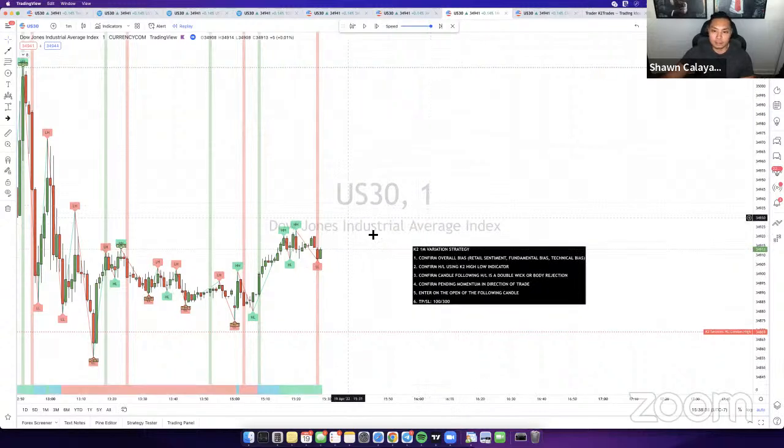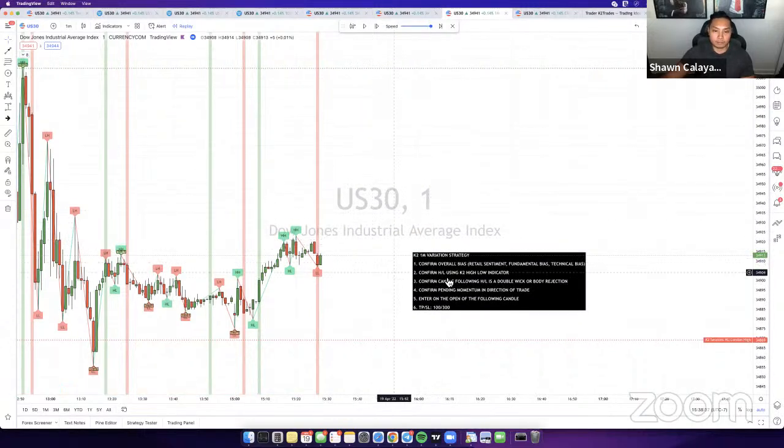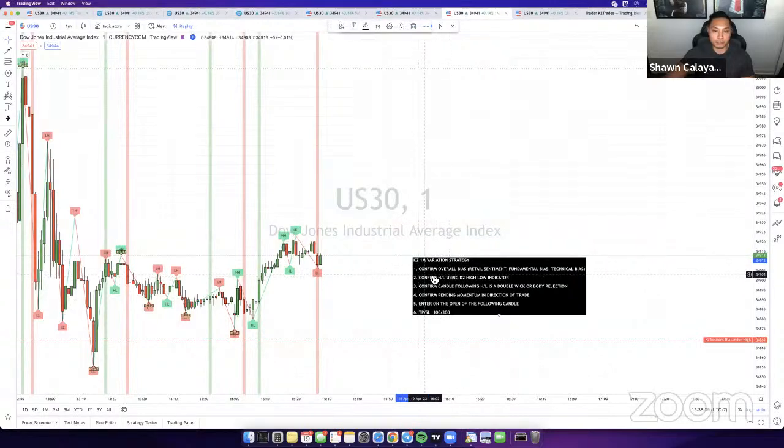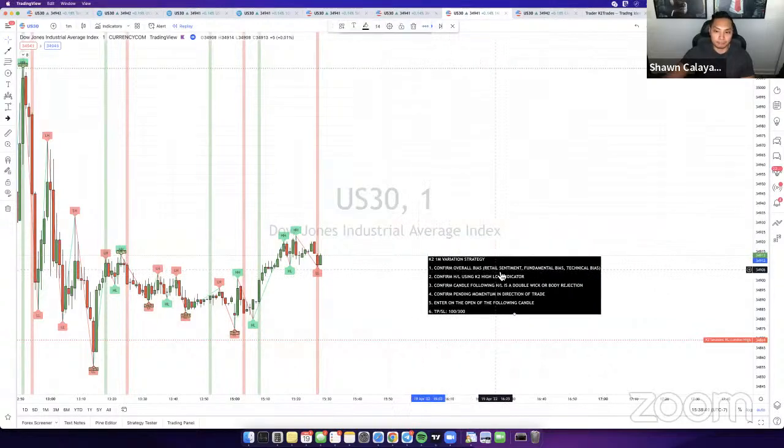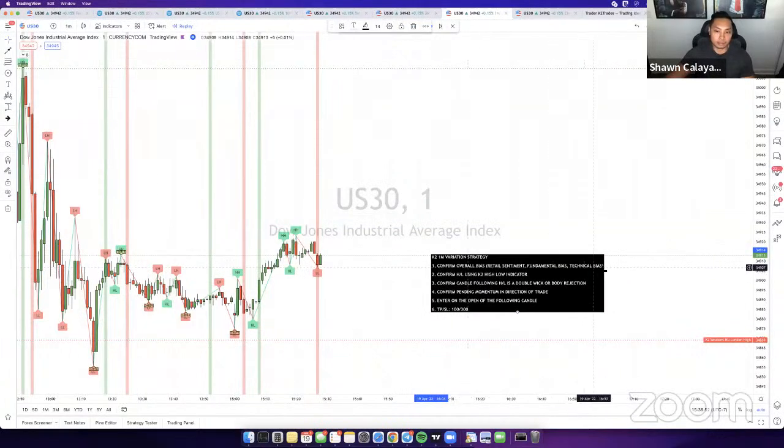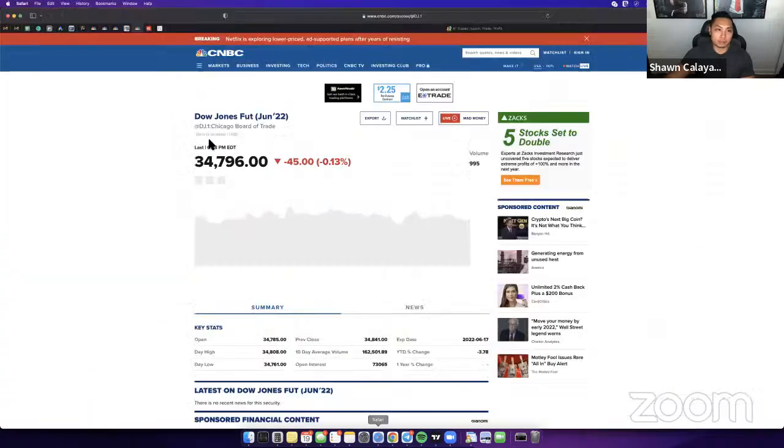But anyways, let's get started. For the V1 over here, your first requirement is to confirm the overall bias. I'm not sure if you were around when we were using bias, Stanley. I know you were kind of in and out for a while, but here, you just want to confirm the direction of price, right? So to confirm that, you want to look at retail sentiment.